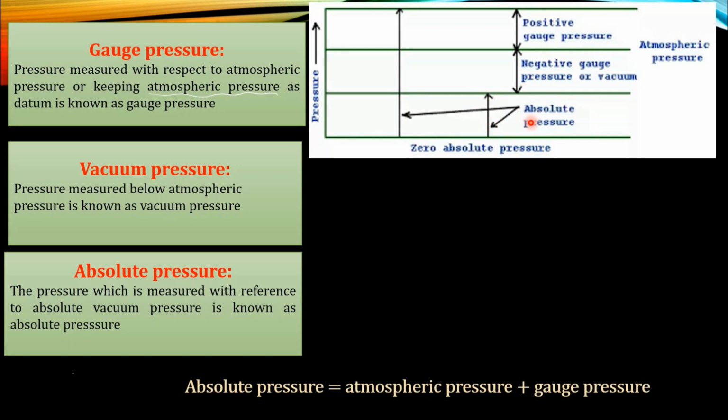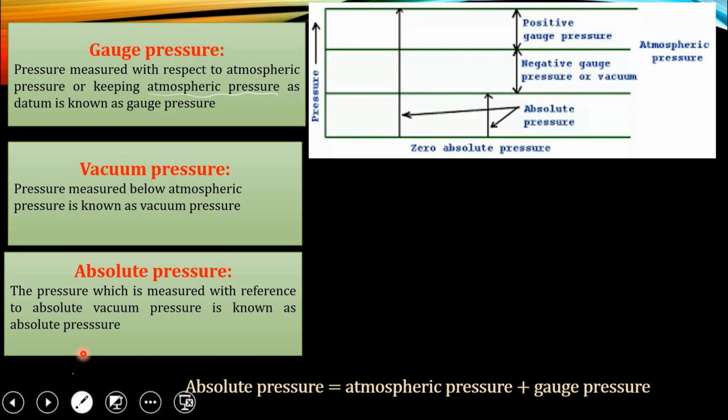When you measure a pressure by keeping absolute zero pressure as datum, all these pressures are called absolute pressure. But when you measure the pressure with reference to atmospheric pressure, taking atmospheric pressure as 0, pressure above atmospheric is taken as positive gauge pressure, and pressure measured below atmospheric pressure is taken as negative gauge pressure, which is also called vacuum pressure. So this is the figure, and from this we can write the equation: absolute pressure is equal to atmospheric pressure plus gauge pressure.